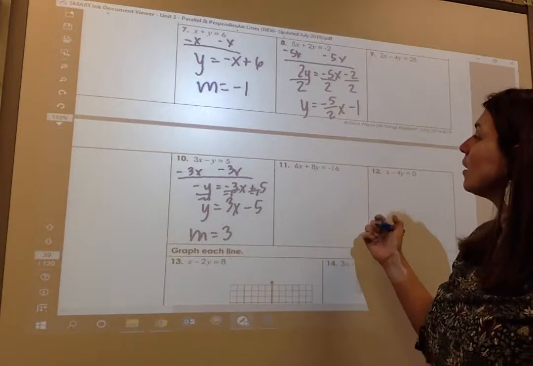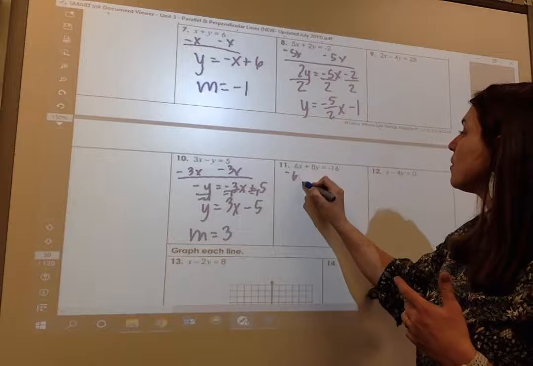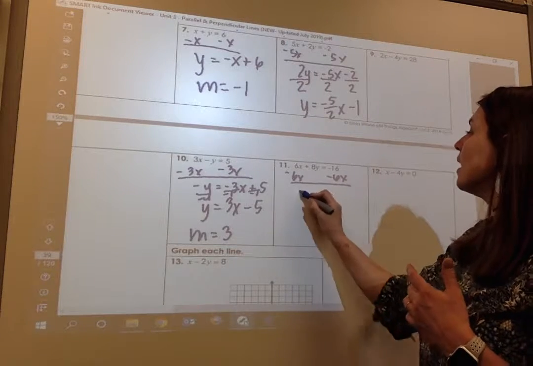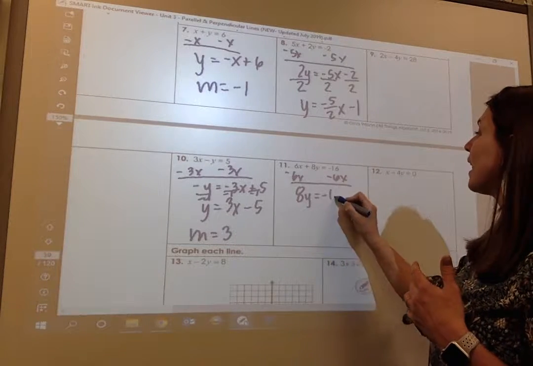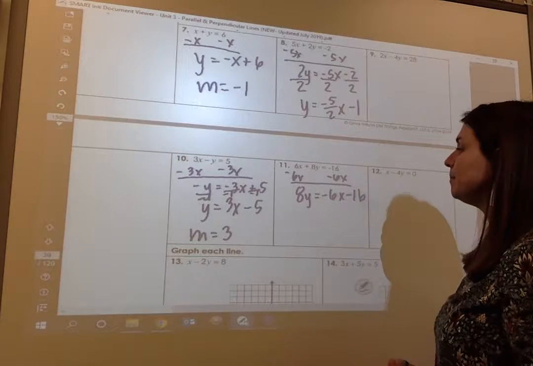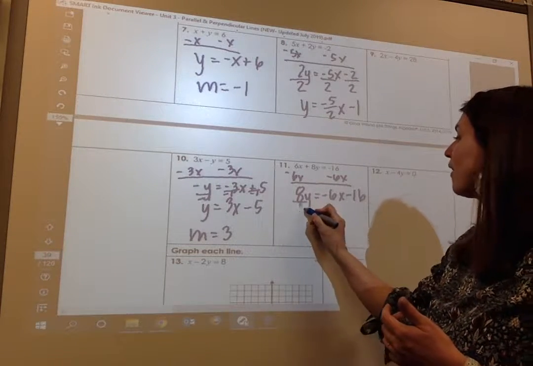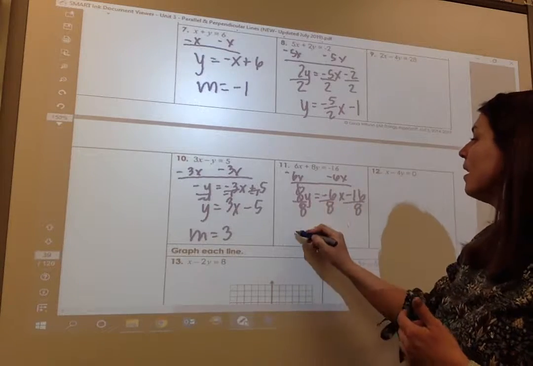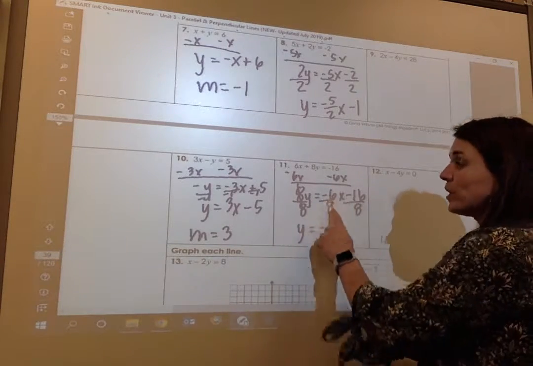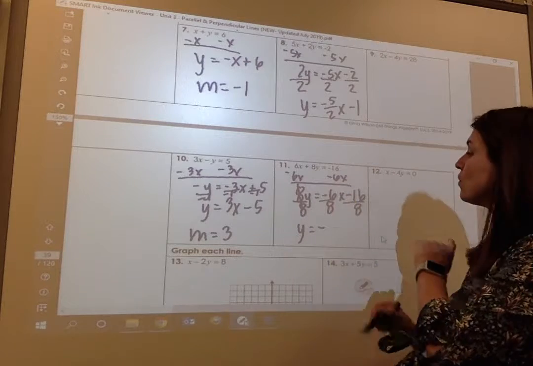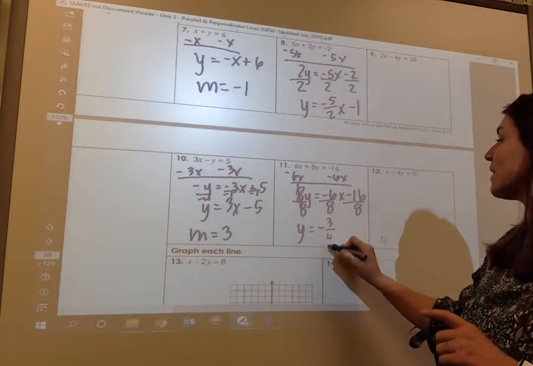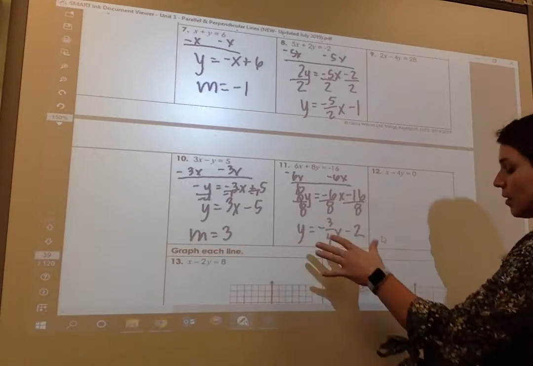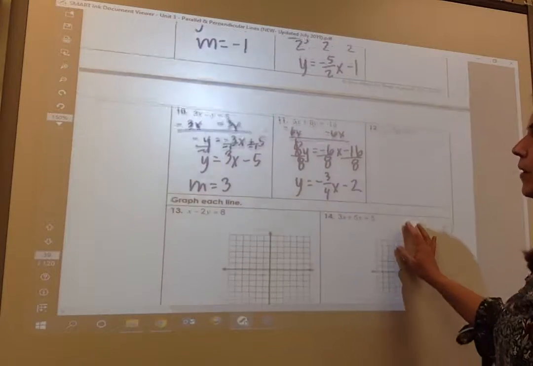All right, let's take a look at number 11. To get y by itself, I'm going to subtract 6x on both sides. I get 8y equals -6x minus 16. And now I'm going to divide everything by 8. It's that equality, so it's everything divided by 8. And I get y equals, reduce to -3/4 x minus 2. And easy to identify there in that slope.